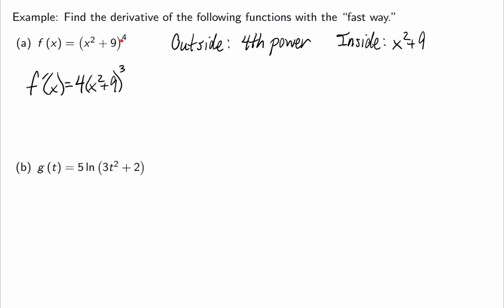Again, I took the fourth power and brought it to the front, and then subtracted 1. And I just left the inside alone. Take the derivative of the outside and leave the inside alone. Then I'm going to do times the derivative of the inside, which often I will just write like this. So you have the derivative of the outside times the derivative of the inside, which I haven't taken yet, let me finish it. 4 times (x squared plus 9) cubed times 2x.